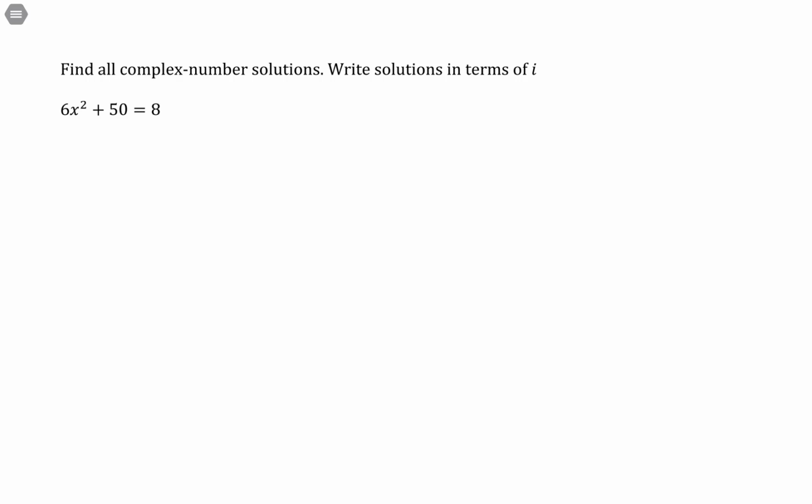Find all complex number solutions. Write solutions in terms of i. So we have 6x squared plus 50 equals 8.